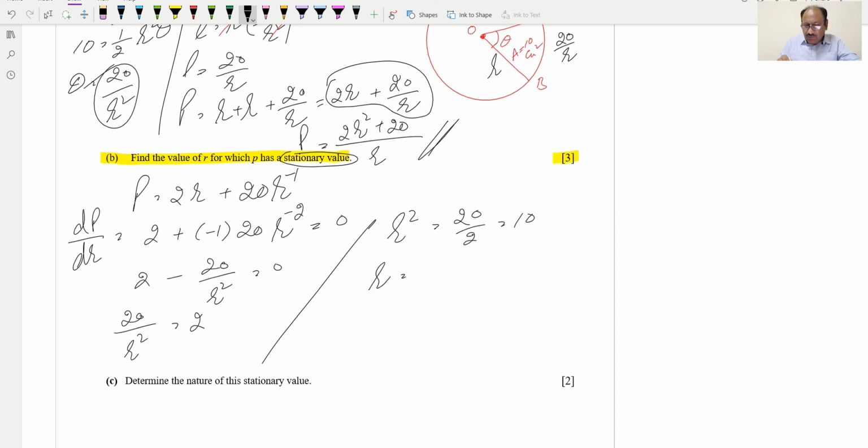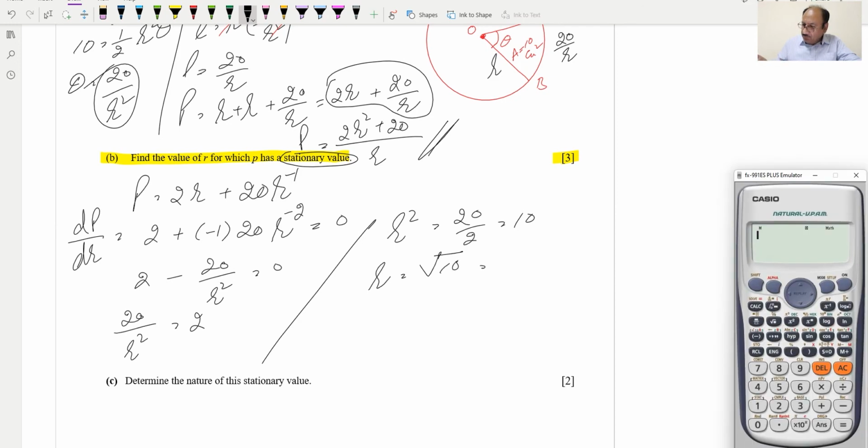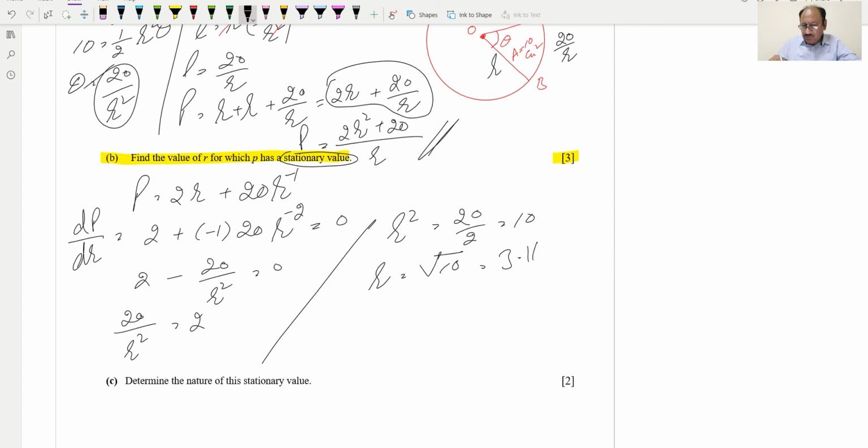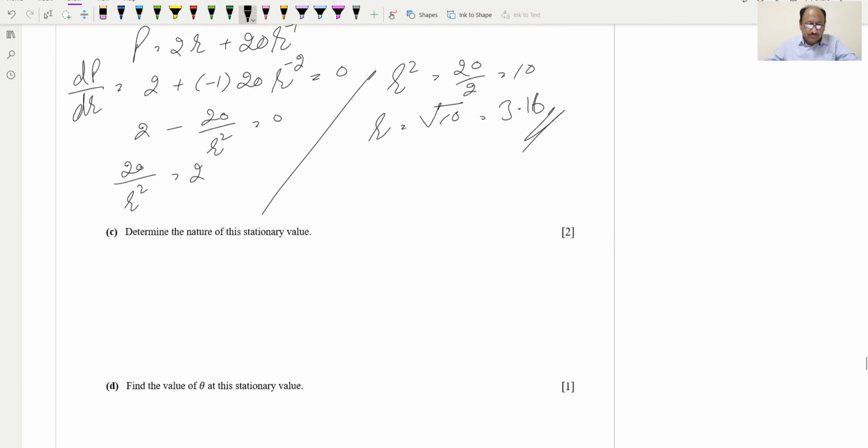So r will be equal to root of 10, and root of 10 is equal to 3.16. So we can write 3.16 as the answer. This will be the answer for this one.